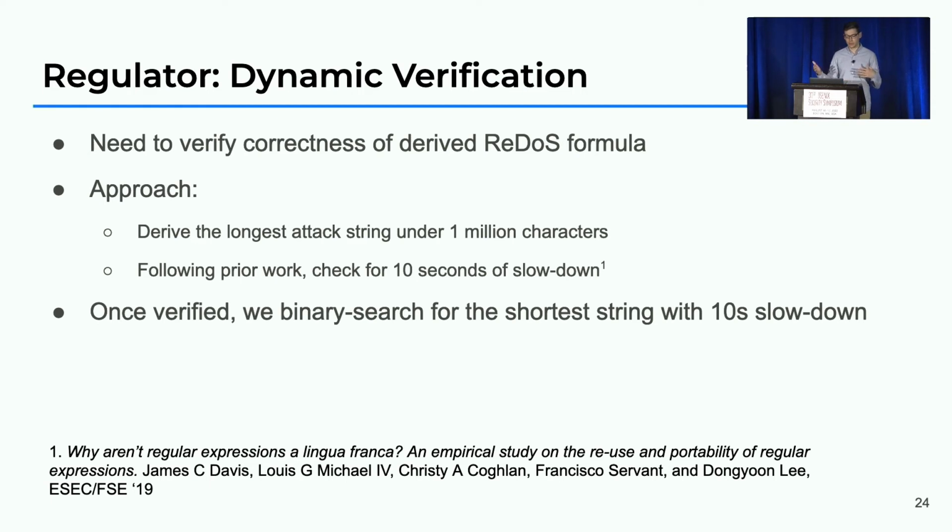If it does, then we label it as a ReDoS vulnerable regular expression, and we will binary search for the slowest possible string that causes 10 seconds of slowdown. 10 seconds and 1 million characters are just values we found in the literature, so we reuse them and they seem to work well for this purpose.